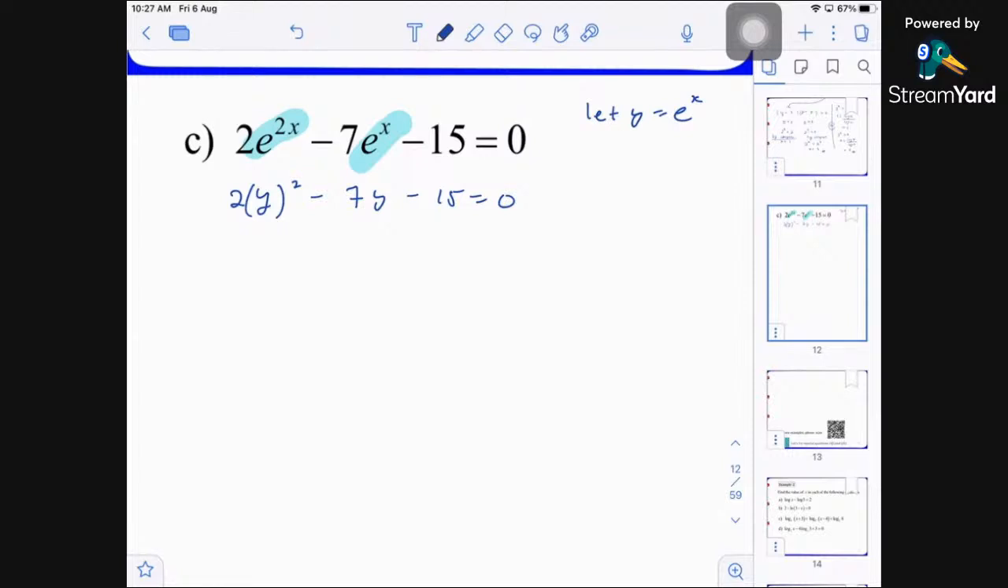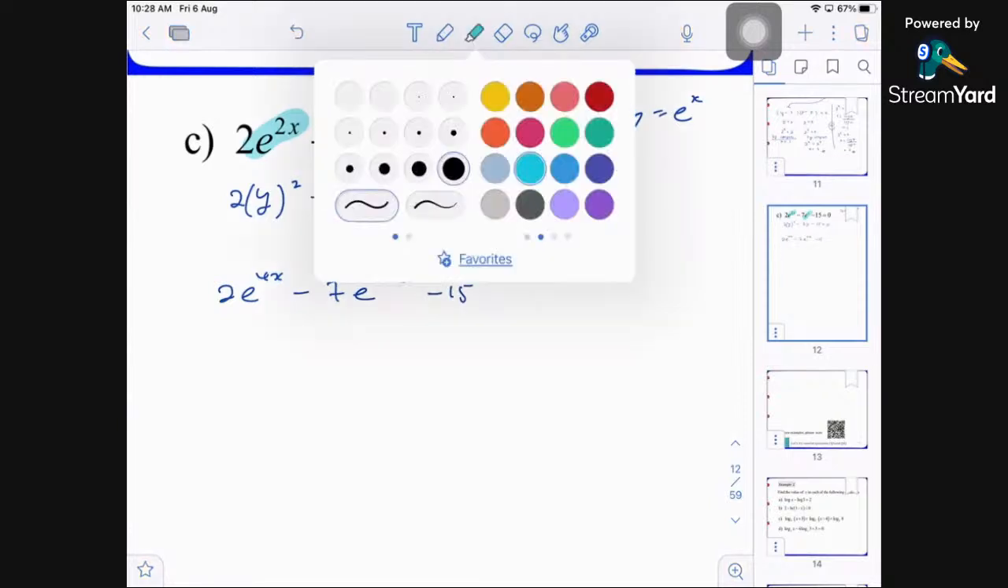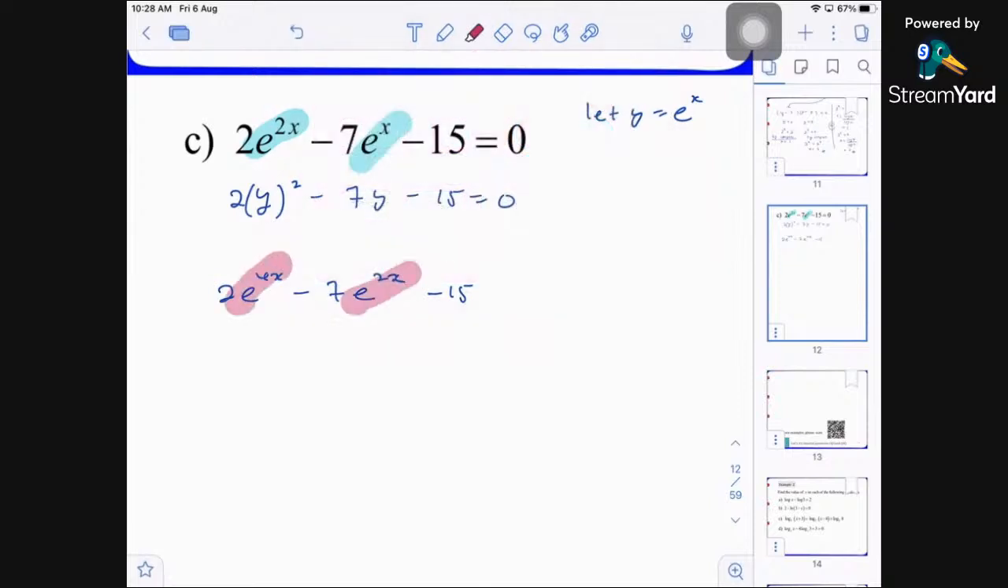Kadang-kadang soalan tak bagi macam ni, dia bagi macam ni. 2e power of 4x minus 7e power of 2x minus 15. Sama juga, you tengok sini. You look at the e power of 4x and e power of 2x. The power is still half, yes or not? So if the power is half over here, you can tell me this is 2y square minus 7y minus 15 sama dengan kosong. But what is your y this time? Your y is e power of 2x.